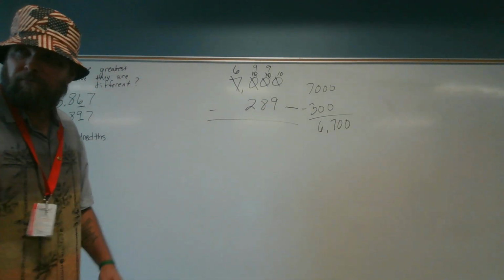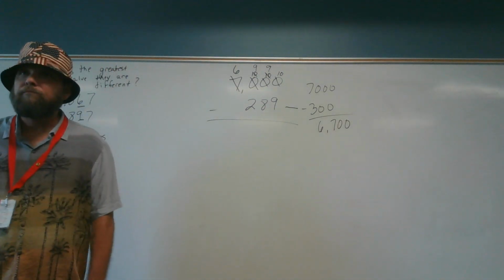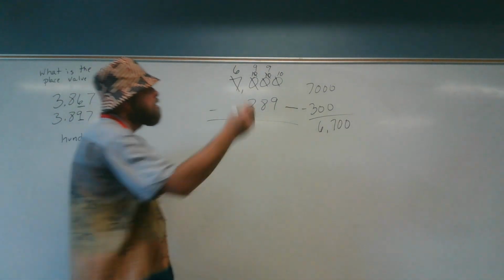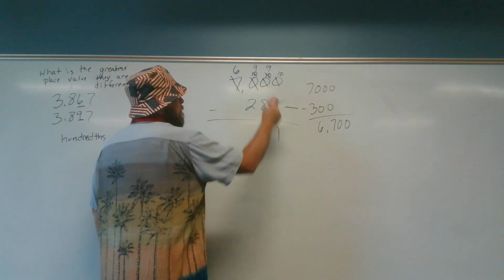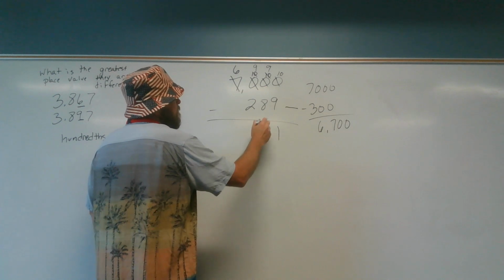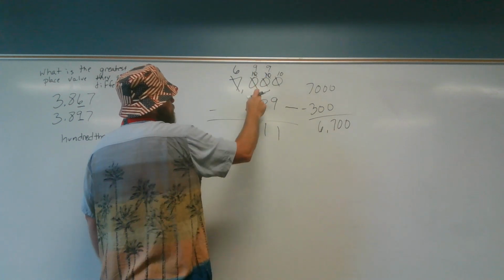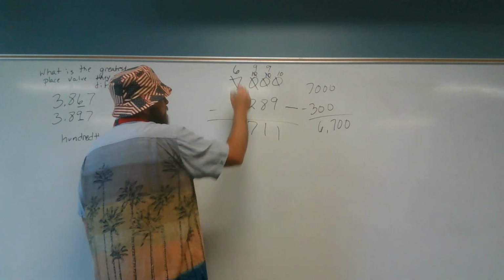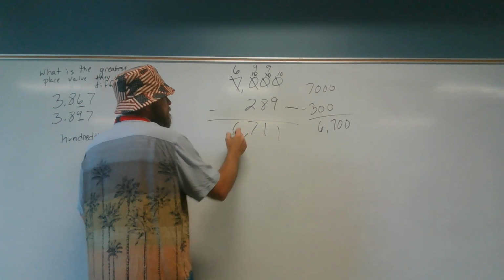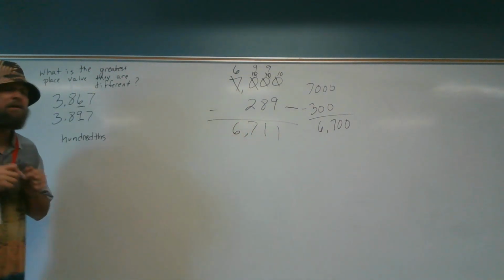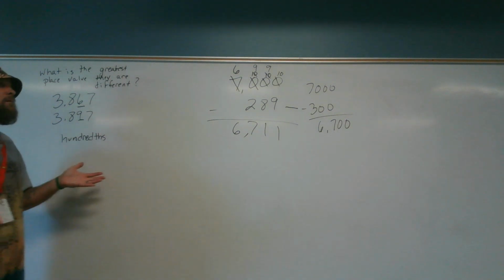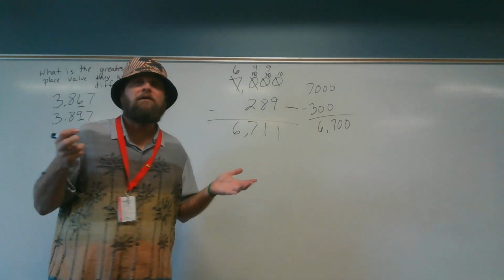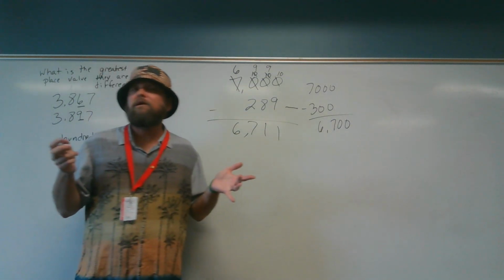Now, tell me what you did. I subtracted. Okay, ones place you got 1, tens place you got 1, hundreds place you got 7, thousands place you got 6. 6,711. Is that near our estimate? Yes. Just one more number up. Okay? Very good.